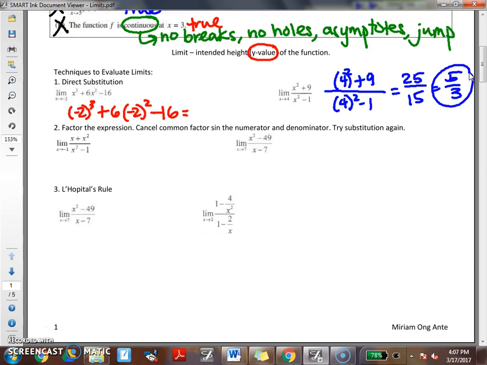Okay, sometimes though, there's a problem. For example, if we plugged in -1 in this example, you can try it, you're going to get a 0 over 0. We do not like that. We don't like 0 over 0. If we remember, this is called indeterminate form.